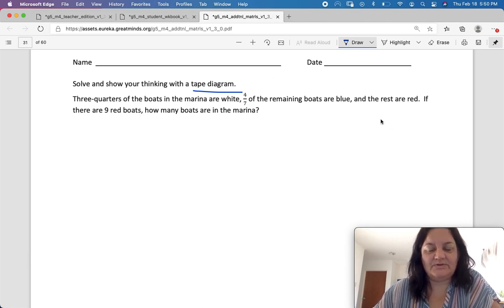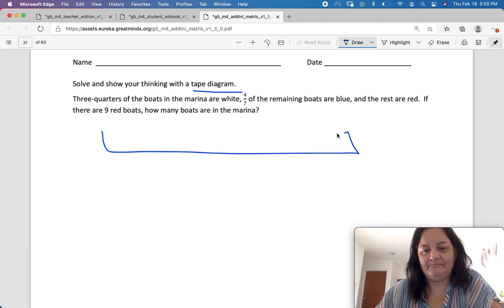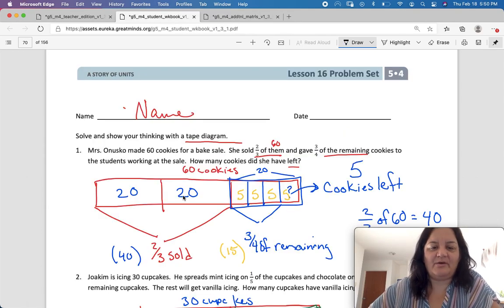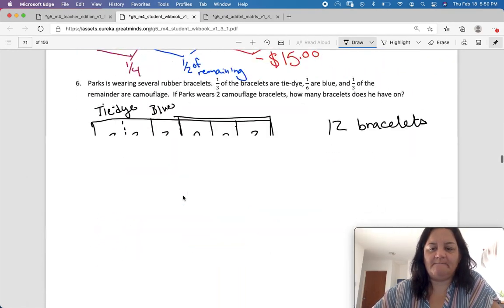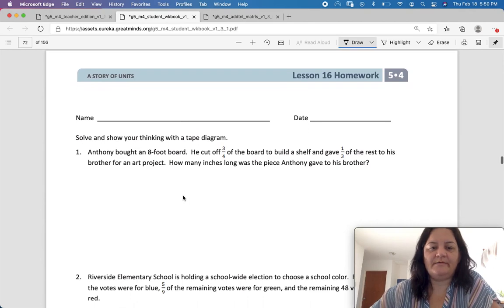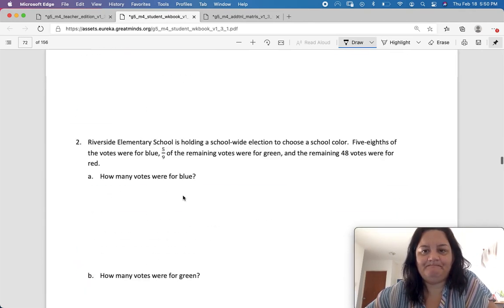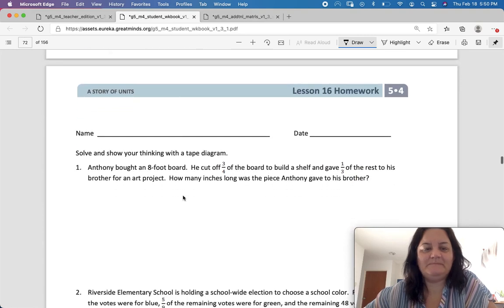Okay, so you solve that, use a tape diagram, then submit your tape diagram and then go back and do your homework right there, okay? 2 pages. And if you have questions, let me know. Thank you.